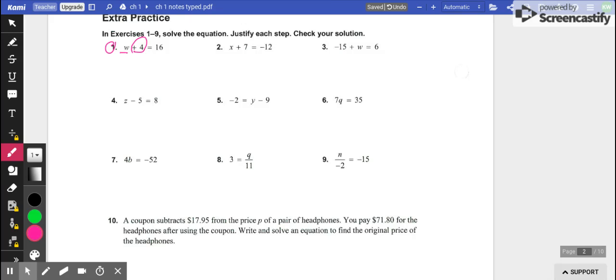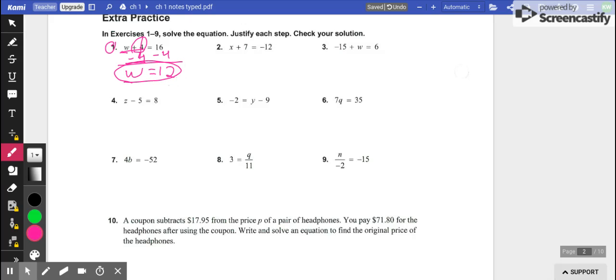The opposite or the inverse operation of adding a 4 is subtracting a 4. If I subtract a 4 from this side of the equation, if I have w plus 4 and then I subtract 4, the 4s cancel each other out and I'm left with just w. But because I subtracted a 4 from one side of the equation, I have to remember to subtract 4 from the other side of the equation. Otherwise, I have changed the value. So 16 minus 4 is 12, and I've got my answer.